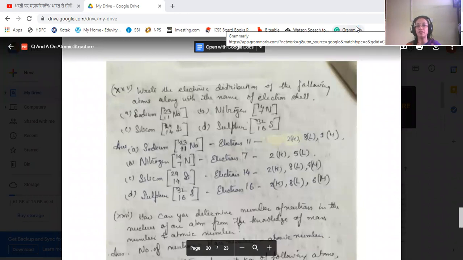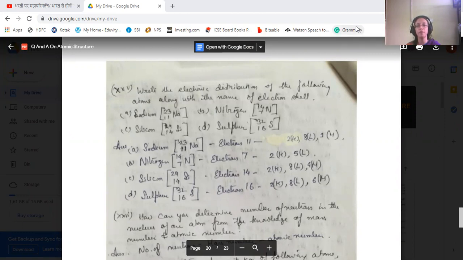Today, I'm going to discuss the remaining portion of the question answer series of the atomic structure according to ICSE syllabus class 8. Starting with the first question today: write the electronic distribution of the following atoms along with the name of the electron shell. So we need to mention the name of the electron shell and the number of electrons which are present in the respective shells of the atom.